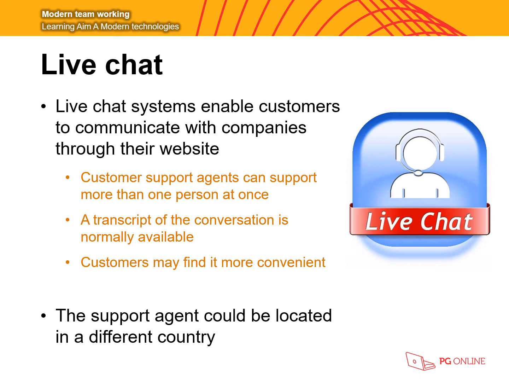Now, I had a live chat incident with Eon recently because there was an error in the meter reading and therefore this meant an error in my bill. Through the online live chat conversation, a transcript of the conversation was available at the end. This could then be used as proof of what myself and the representative from Eon had said if any action needed to be taken. And also customers may find it more convenient.